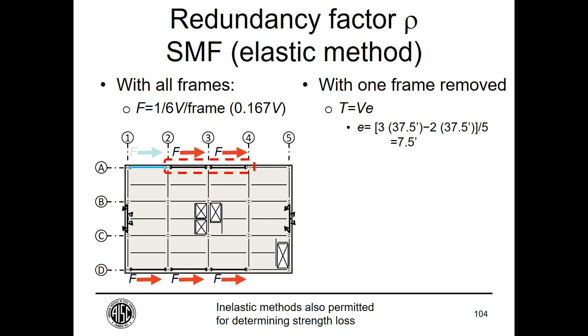So we're going to have, now we remove one of those, and now we have 5 frames working for us. Those 5 frames see essentially a load that's eccentric to their center of rigidity. That eccentricity is 7.5 feet, assuming that we have the same stiffness.